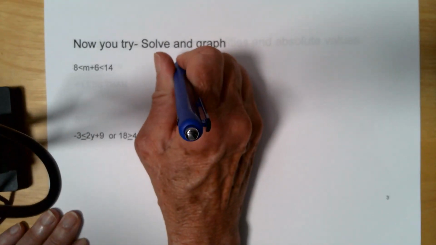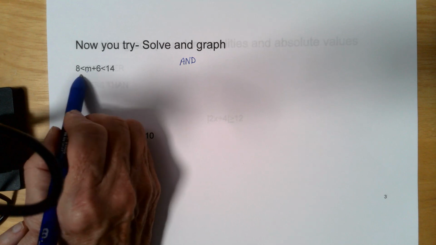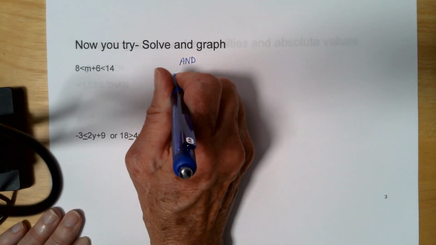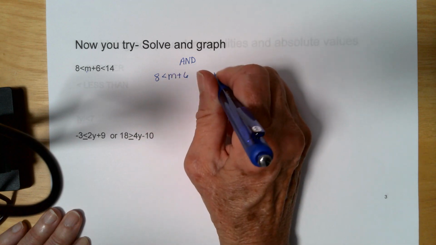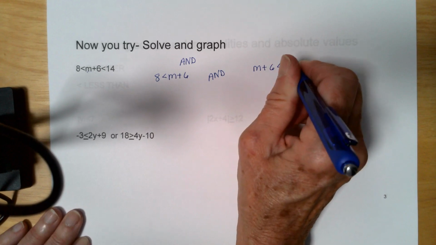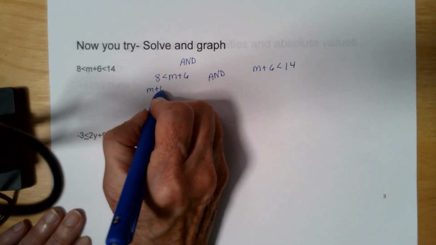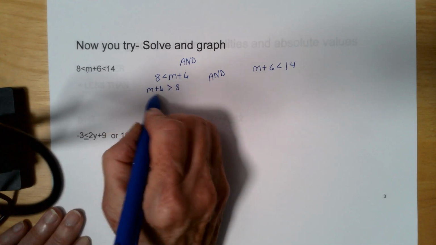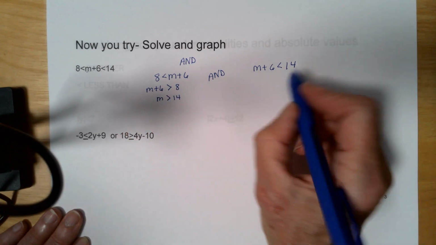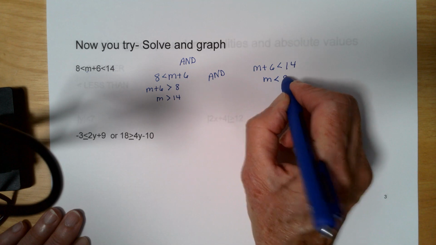So this is an and statement, because you see that center section goes with both sides, so I know that's an and. So I have 8 is less than m plus 6, and m plus 6 is less than 14. I'm going to switch these sides, so I have m plus 6 is greater than 8. I'm going to subtract the 6, so I have m is greater than 2. This one I'm going to subtract the 6, so I have m is less than 8.